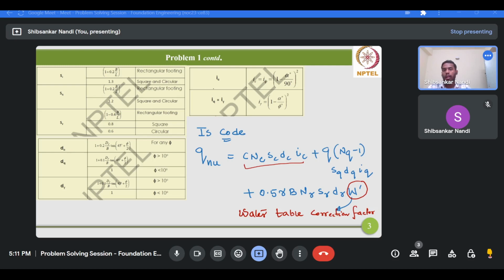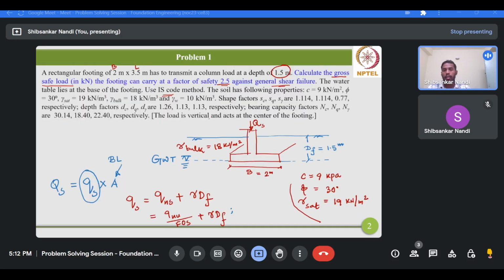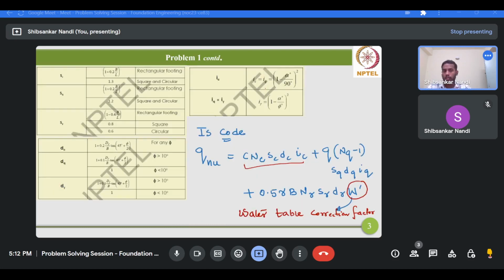Now coming to the inclination factors. To calculate them, you only need to know the angle of internal friction and the inclination of the load from the vertical. Here it's mentioned that the load is vertical and acts at the center of the footing, so this alpha value will be 0. Therefore again Ic, Iq, I gamma will be 1. In that way you can calculate the factors even if they are not directly mentioned in the problem.